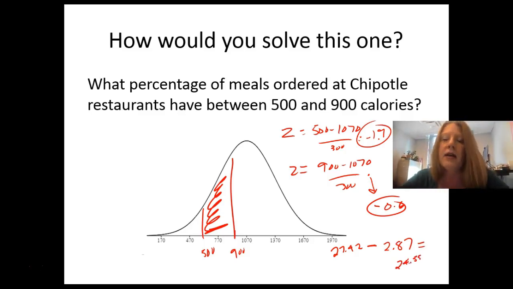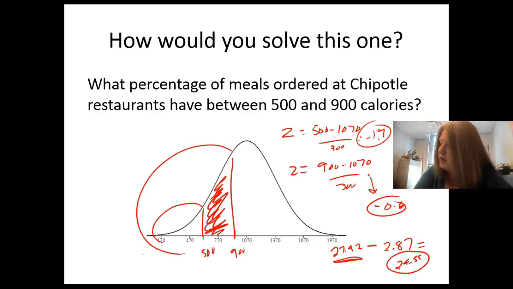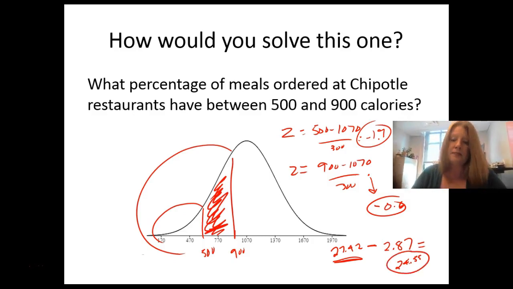So let me say that again. I think I said that wrong. You subtract the smaller percentage from the larger percentage. So 27.42, that's this whole area. 2.87, that's this. If we want to know this, then we just take the smaller and subtract it from the larger. So our answer here is about 24.55%.